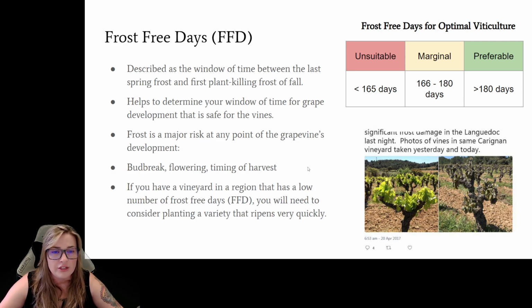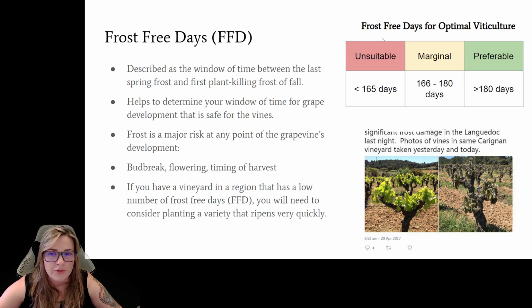So if you have a vineyard in a region that has a low number of frost-free days, you'll need to consider planting a variety that ripens very quickly because your window of safe time to ripen is so small.